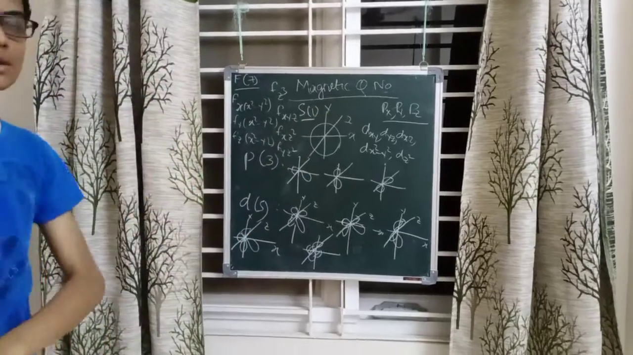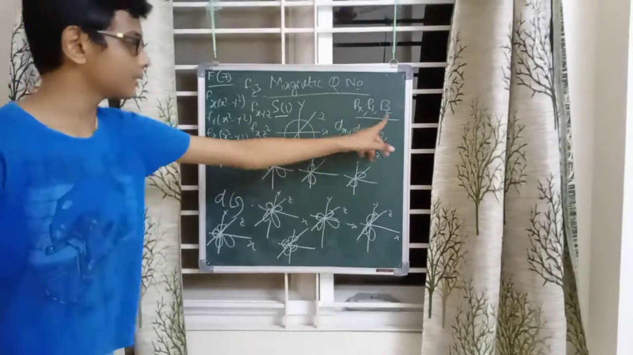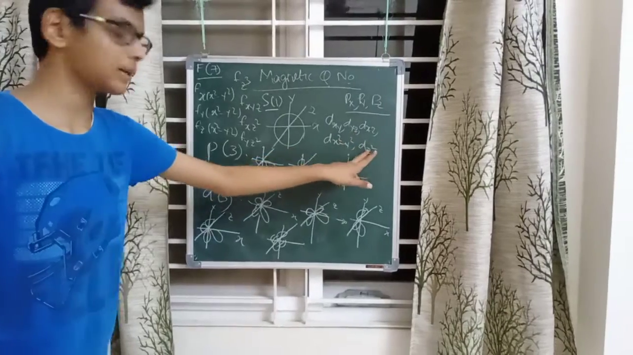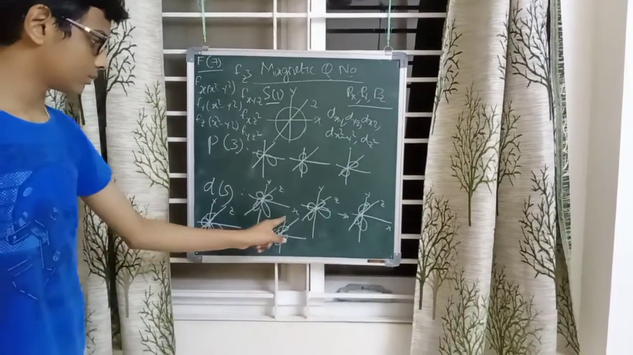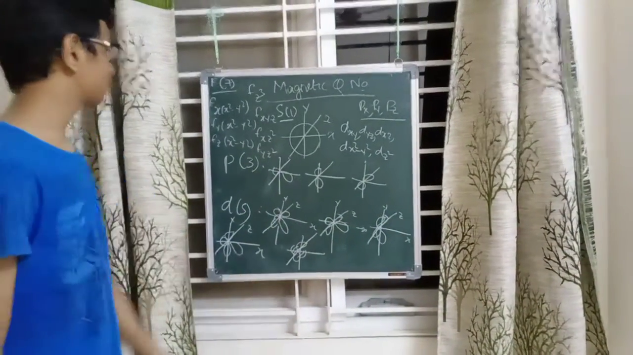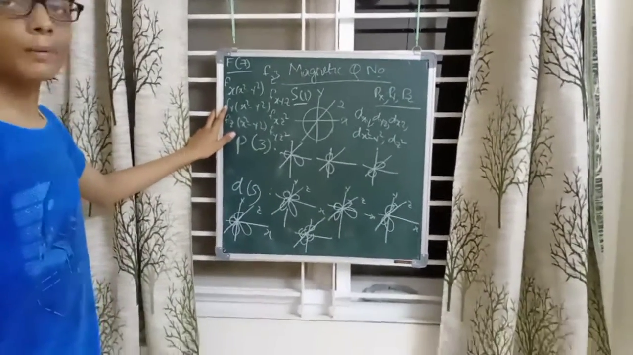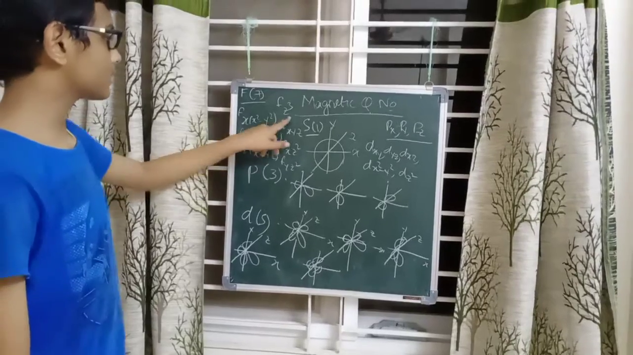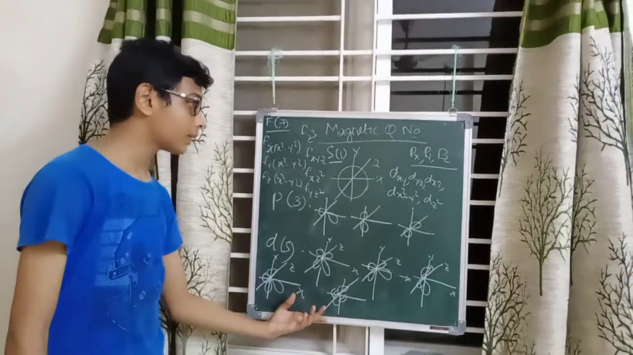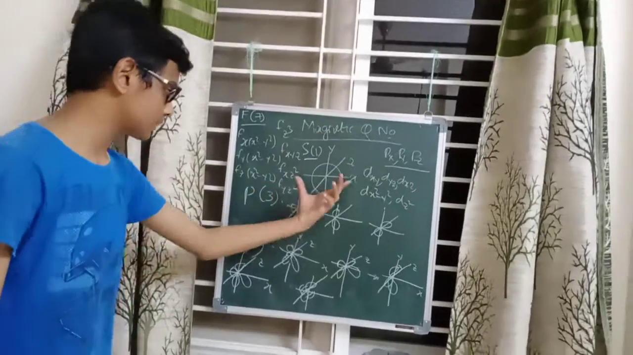So all in one stretch: S has only one way. P has 3 ways: Px, Py, Pz. These are the diagrams. D has dxy, dyz, dxz, dx square minus y square, dz square. And f has fx of x square minus y square, fy of x square minus y square, fz of x square minus y square, fz cube, fxyz, fxz square, fyz square. These are all the diagrams we have gone through, for S, P, D only, and for F only the names.